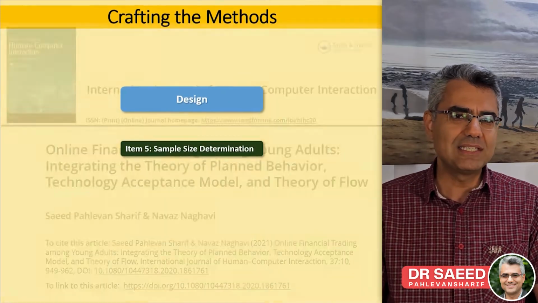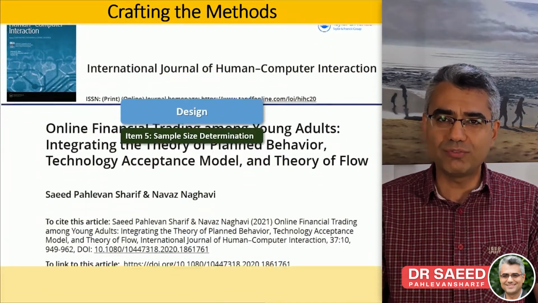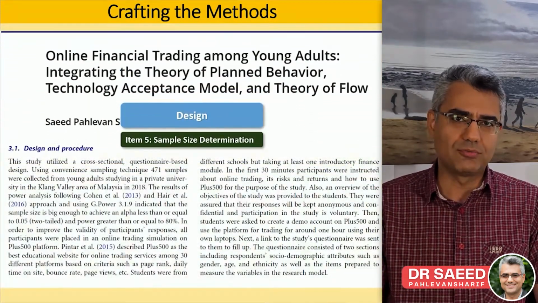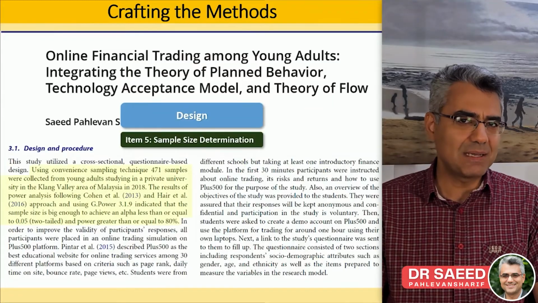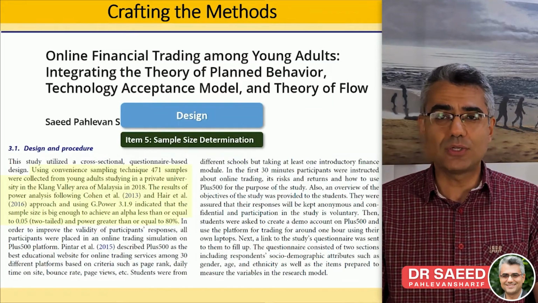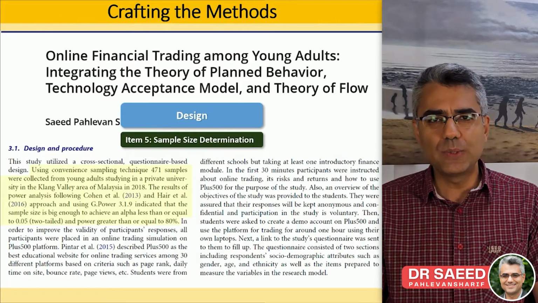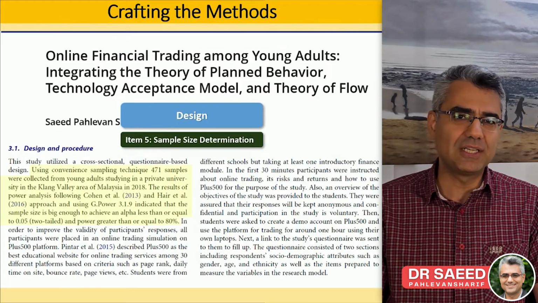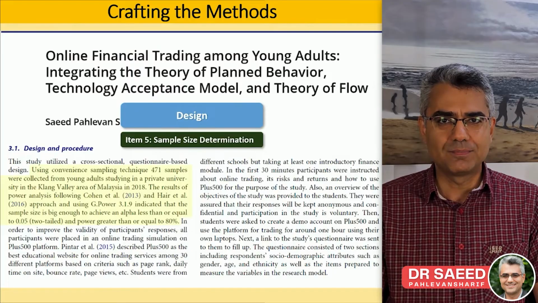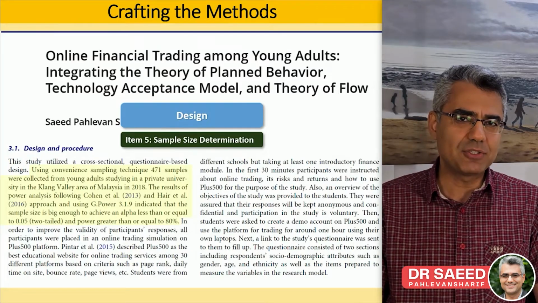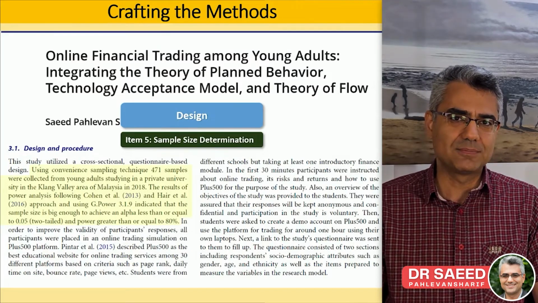As you can see in this paper, we address items 2 to 5 in just one paragraph. We mentioned we used the convenient sampling technique and the sample size was 471 young adults studying in a private university in the Klang Valley area of Malaysia in 2018. We also justified the sample size using power analysis.